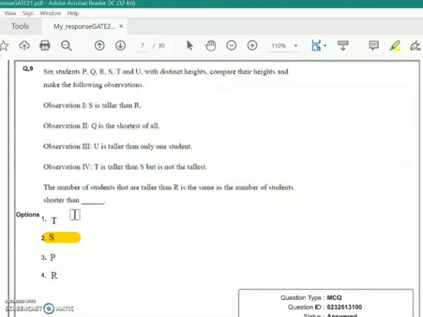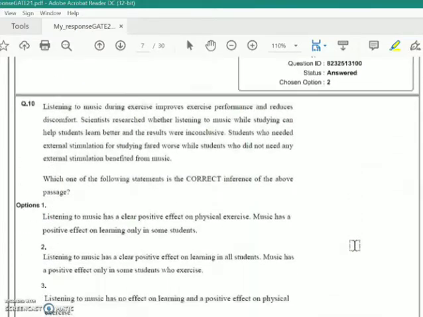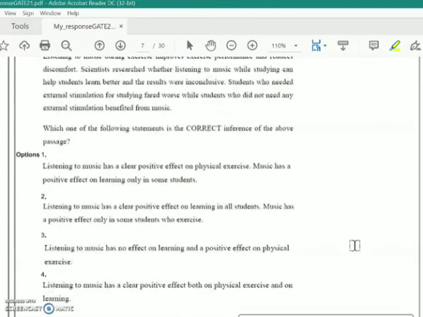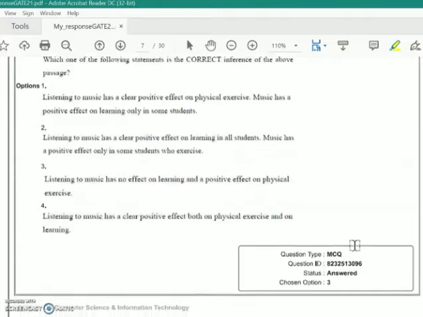The number of students taller than R is the same as the number of students shorter than S. So the correct answer is S. And the last question, number 10 from the aptitude section. Its correct answer is option 3, where listening to music has no effect on learning and a positive effect on physical exercise.